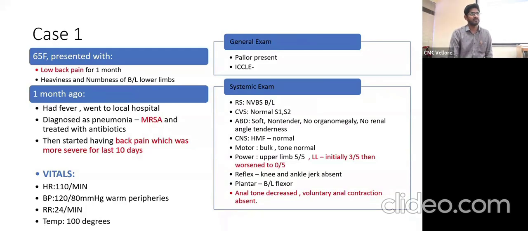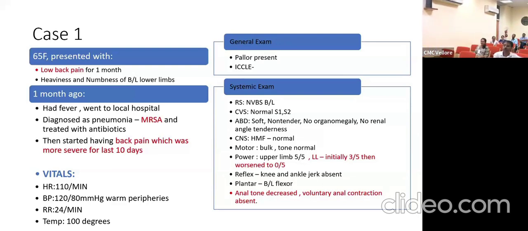MRSA-induced septicemia, which has progressed and seeded into the bone. An abscess is formed. It is causing an infective spondylolisthesis. Yes, sir, it has produced a neurological deficit, a paraplegia.